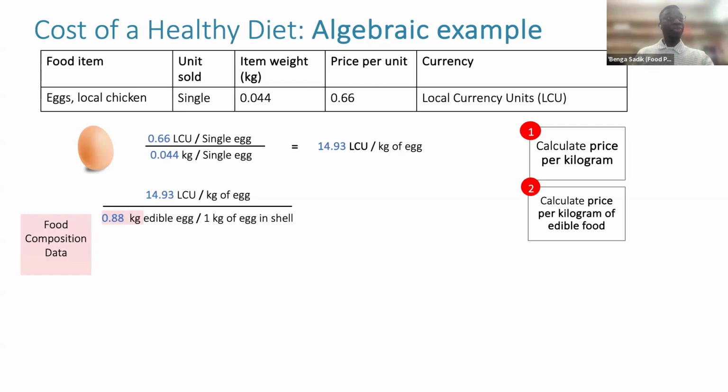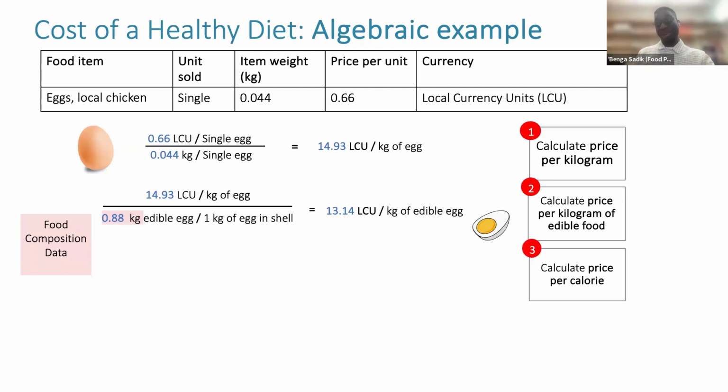And we know that to be 0.88 kilogram of egg, which means that for every 1 kilogram of egg, about 88% of it is consumed. Then 12% of it is assumed to be the shell, which is not consumed. So the price per kilogram for the edible portion of egg is now 13.14 currency units, which is slightly less than the price per kilogram of the entire egg, which we got from the market.